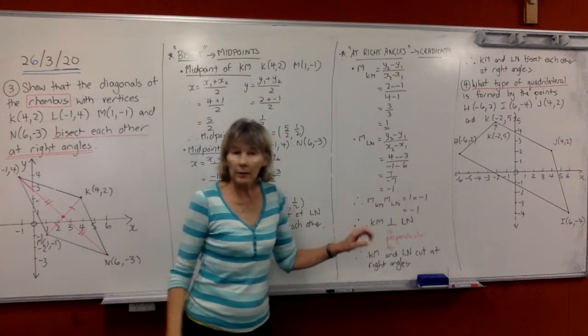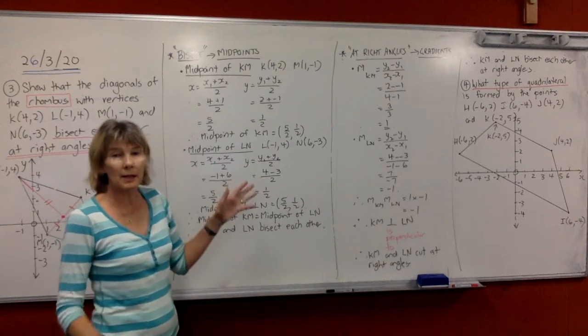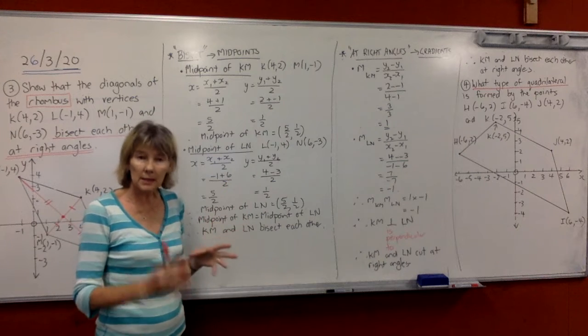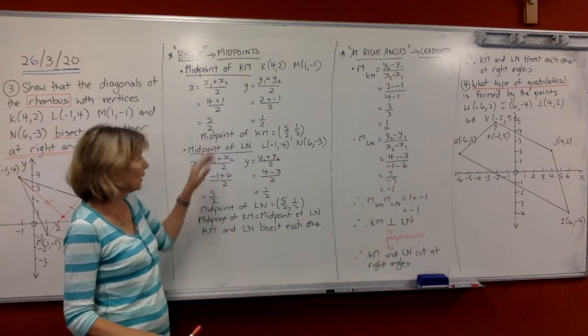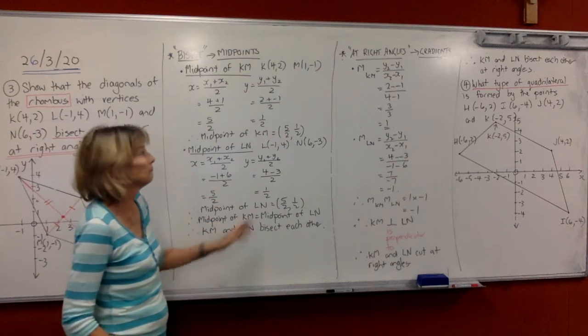A lot of people on that question, when they see bisect, they think two equal distances and they start trying to find a distance formula. There's no need for it. Just find the midpoints and prove they're the same.